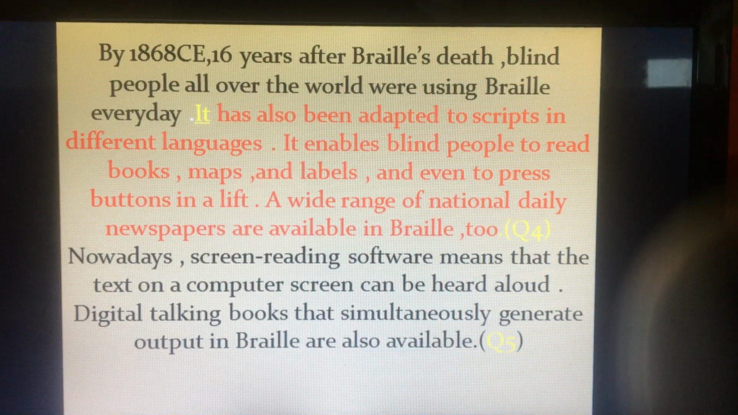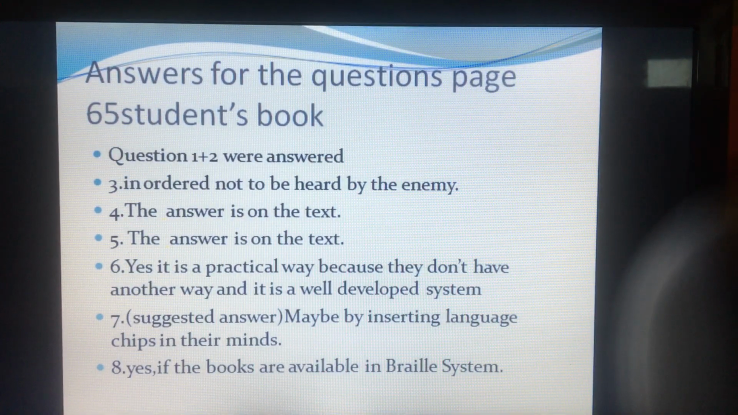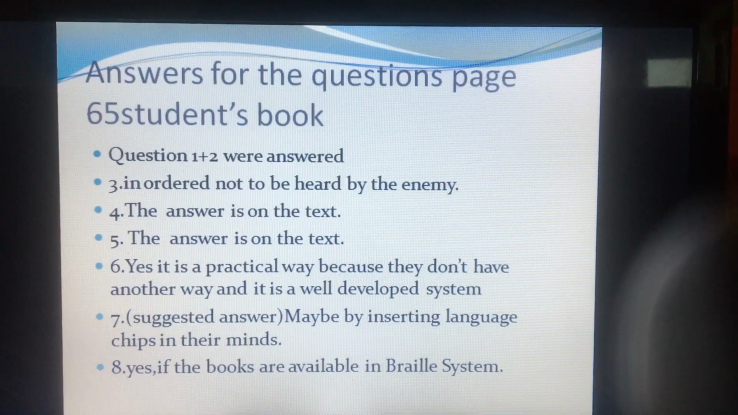Okay, now move to the questions. Answers for the questions. Questions 1 and 2 were answered, and the answers are in the text itself. Okay, see the show again, and you will find the answers. Question 3, which said, why do you think soldiers had to communicate without speaking? Why might they communicate without making a sound? In order not to be heard by the enemy. So the enemy does not hear them, they can write by dots. Okay, questions 4 and 5 are also answered in the text, as I mentioned.